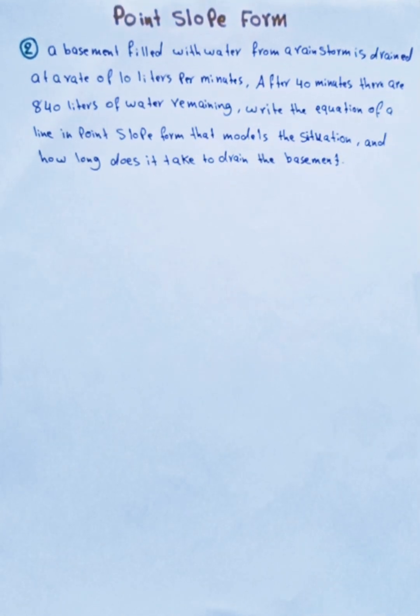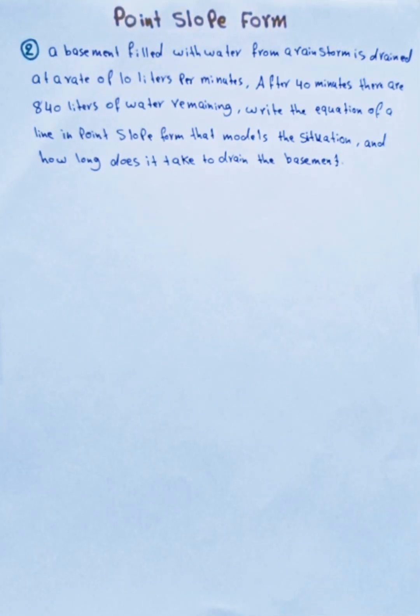Example number 2, a basement filled with water from a rainstorm is drained at a rate of 10 liters per minute. After 40 minutes, there are 840 liters of water remaining. Write the equation of a line in point slope form that models the situation, and how long does it take to drain the basement.